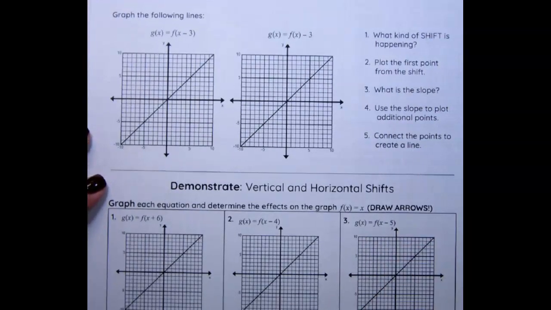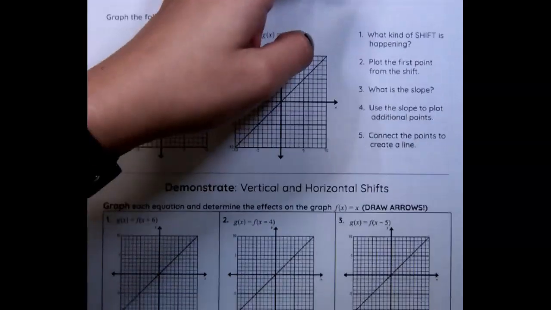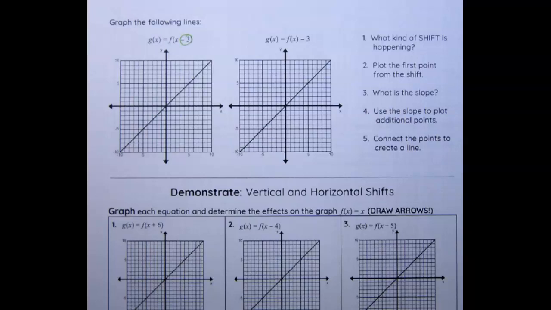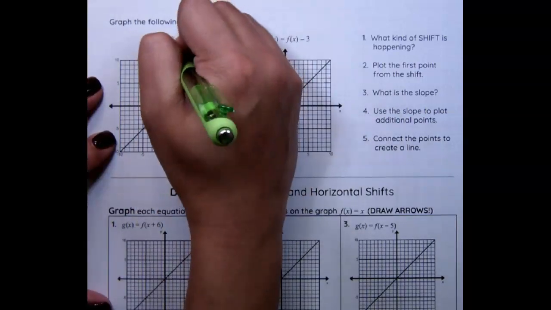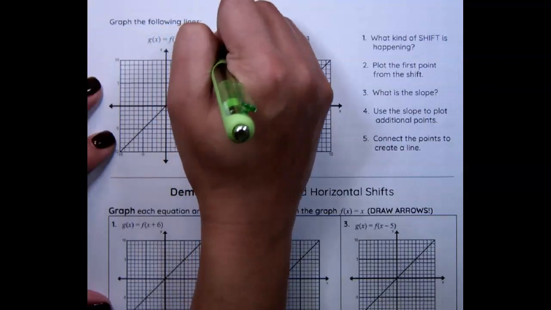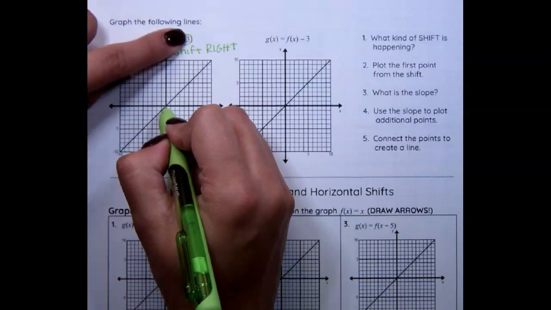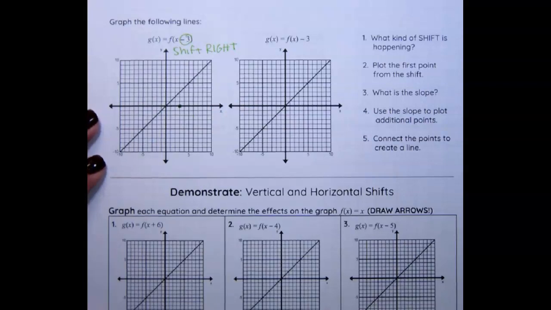Now, the last example I am not going to do for you. I want you to do it following these steps, but I will help you by identifying the type of shift. So we just said when we have minus a number inside the parentheses, it is left or right. The left or right ones are the tricky ones because those are the opposite. So when I have minus, it is actually a shift right. So I take my x-intercept and I move it to the right 3 spaces. That's all I'm doing for you there.